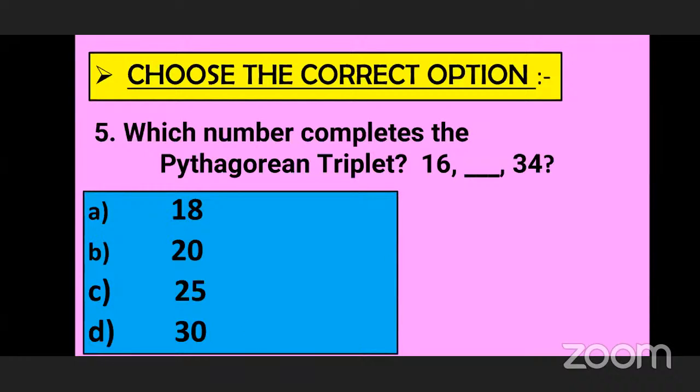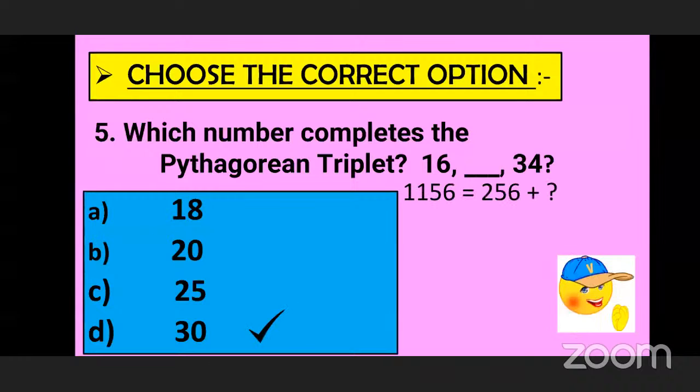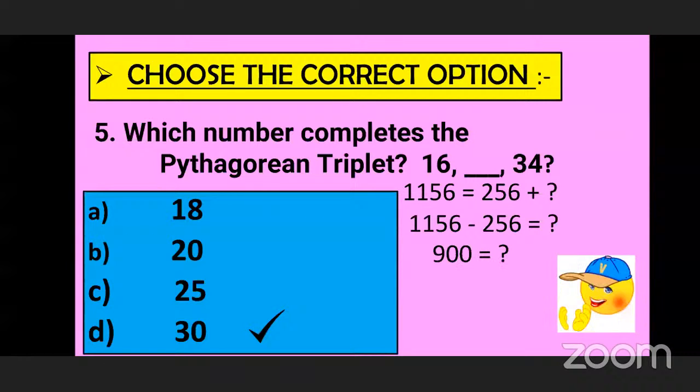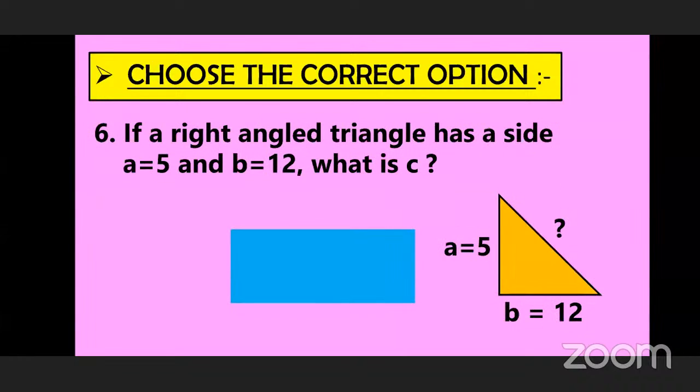Can I give you a hint? Answer is 30. Excellent. See, the square of 34 is 1156 and the square of 16 is 256. So 1156 minus 256 we get 900 and the root of 900 is 30. Okay. The last question of the quiz is here.